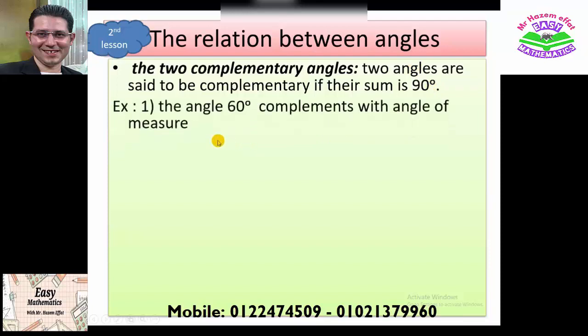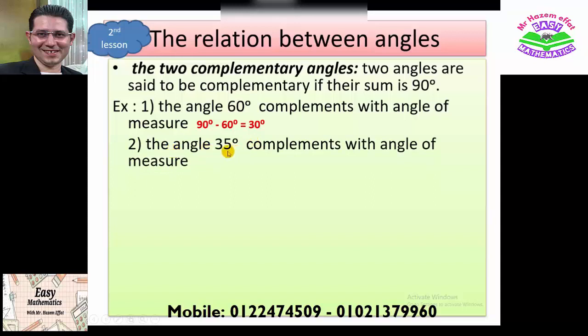Exercise number 1. The angle 60 degrees complements with an angle of measure what? When it asks me to find the other angle, we can use the previous rule and subtract 60 from 90 to find the other angle. Yes, 90 minus 60 will be equal to 30. 60 and 30 are two complementary angles.